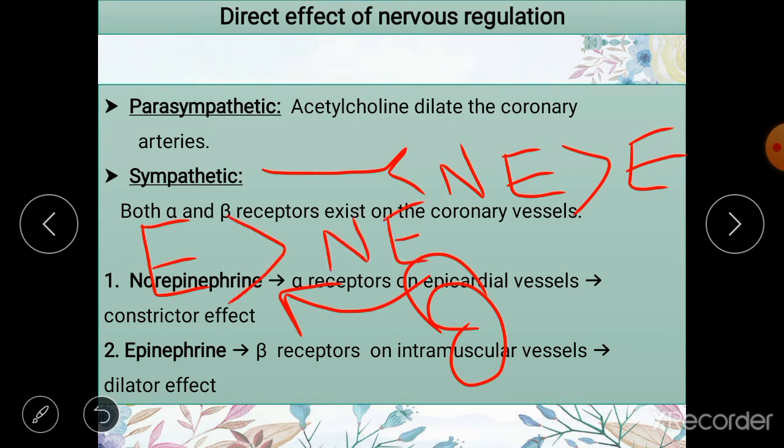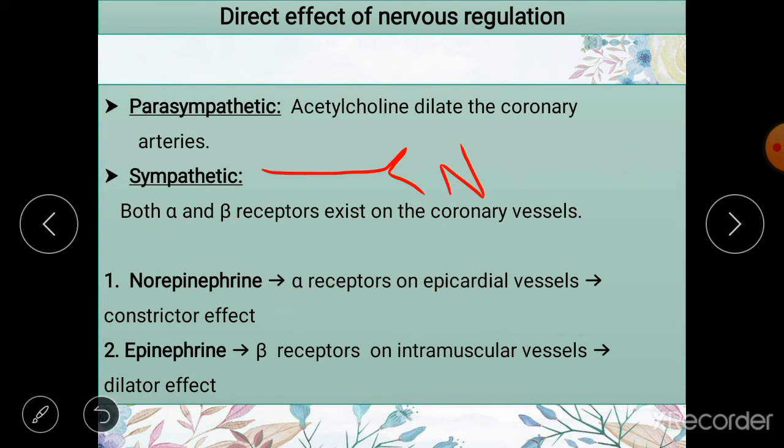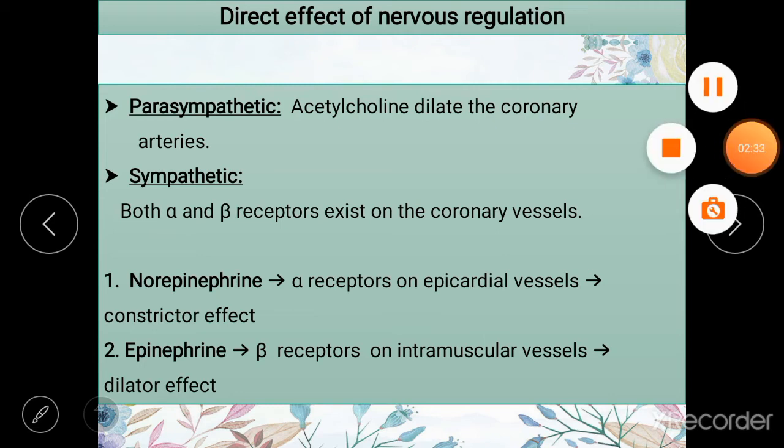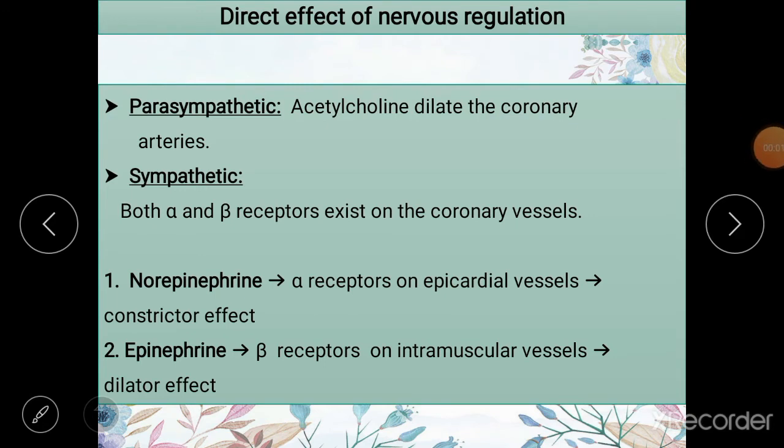Now do you remember? So let us discuss this further. As I mentioned before, the norepinephrine acts on alpha receptors and causes constriction, while epinephrine acts on beta receptors and causes dilation. If you cannot remember this, there is a simple mnemonic which can help you to remember it. The mnemonic is CAN and BED.